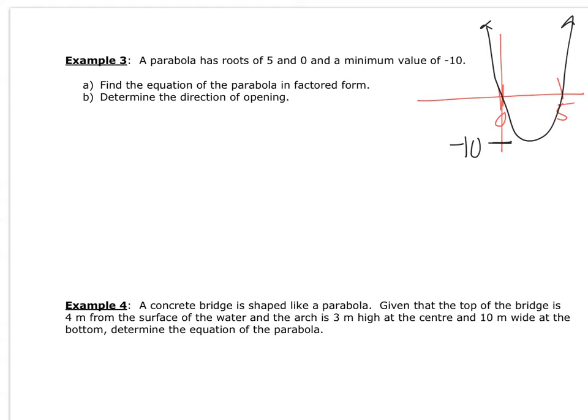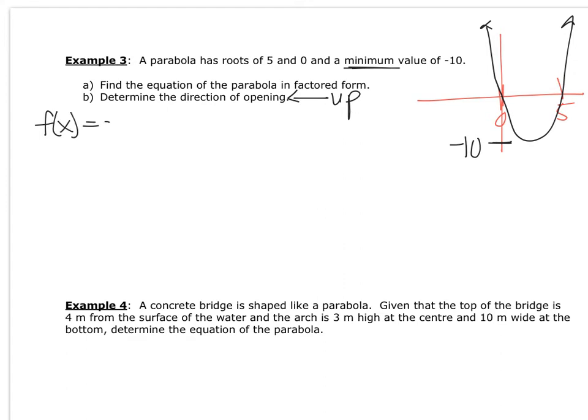So really, isn't this question already answered for us? What's the direction of opening? It has to be up for those reasons, because it has a minimum. So let's go right to A. A says find the equation in factored form. No problem. Okay, so we're going to write out the equation.